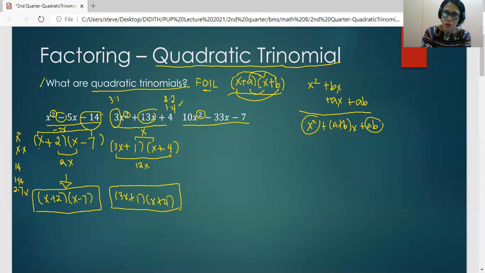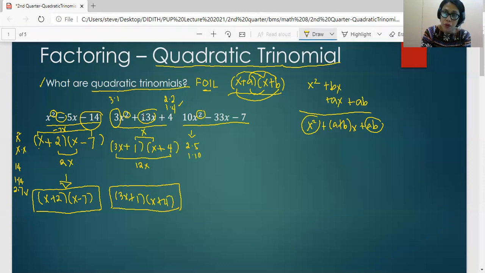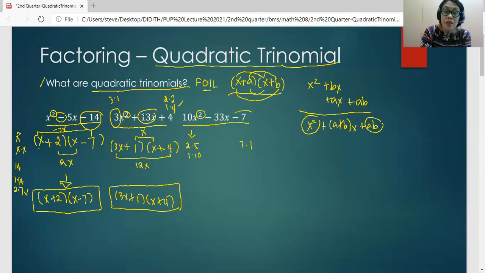Okay, for this third quadratic trinomial, the factors of 10 are 2 and 5. We also have 1 and 10. Now, 7 is a prime number, so the only factors for 7 are 7 and 1. We also have to note that this is negative 7. So we're expecting a pair of negative and positive, or positive and negative factors for negative 7.